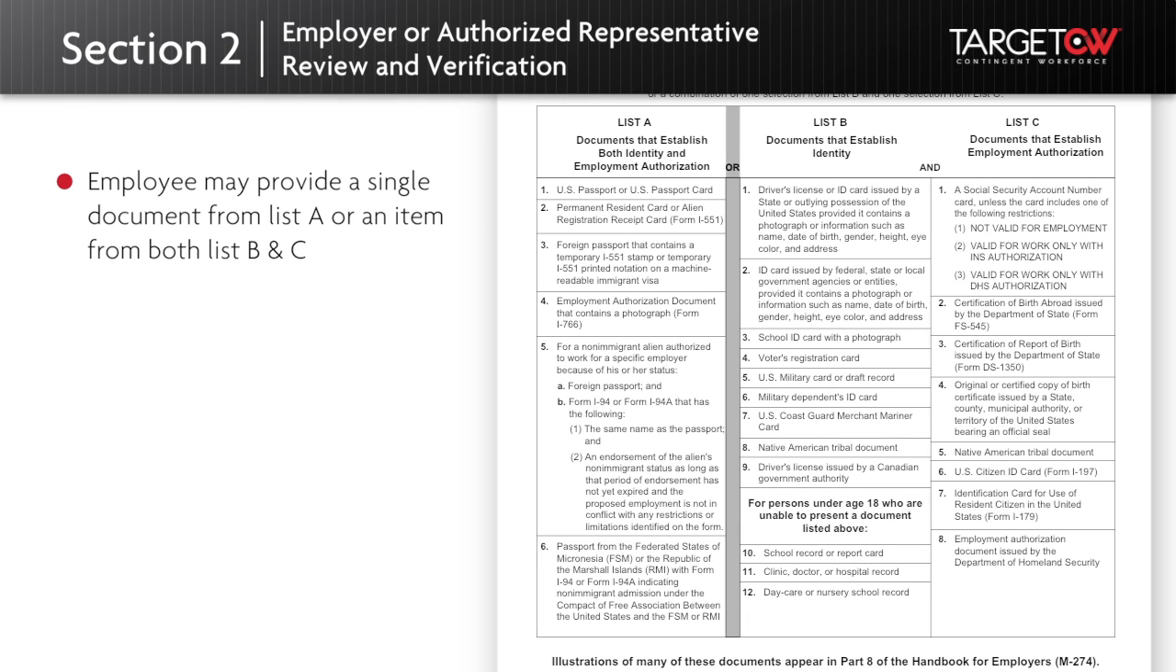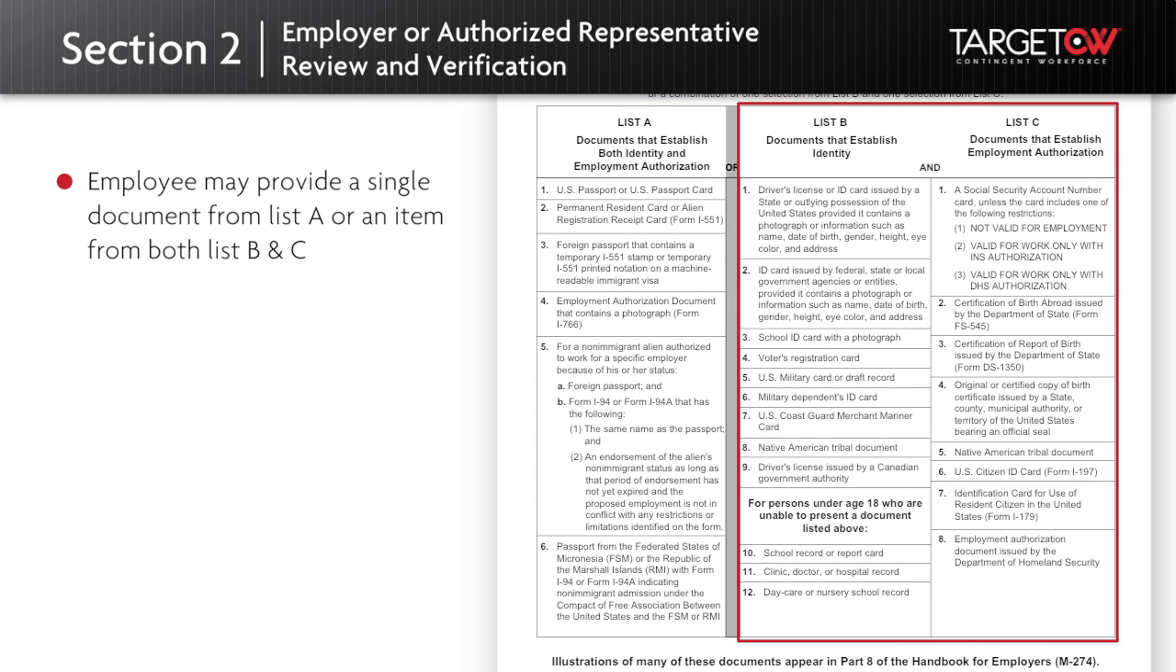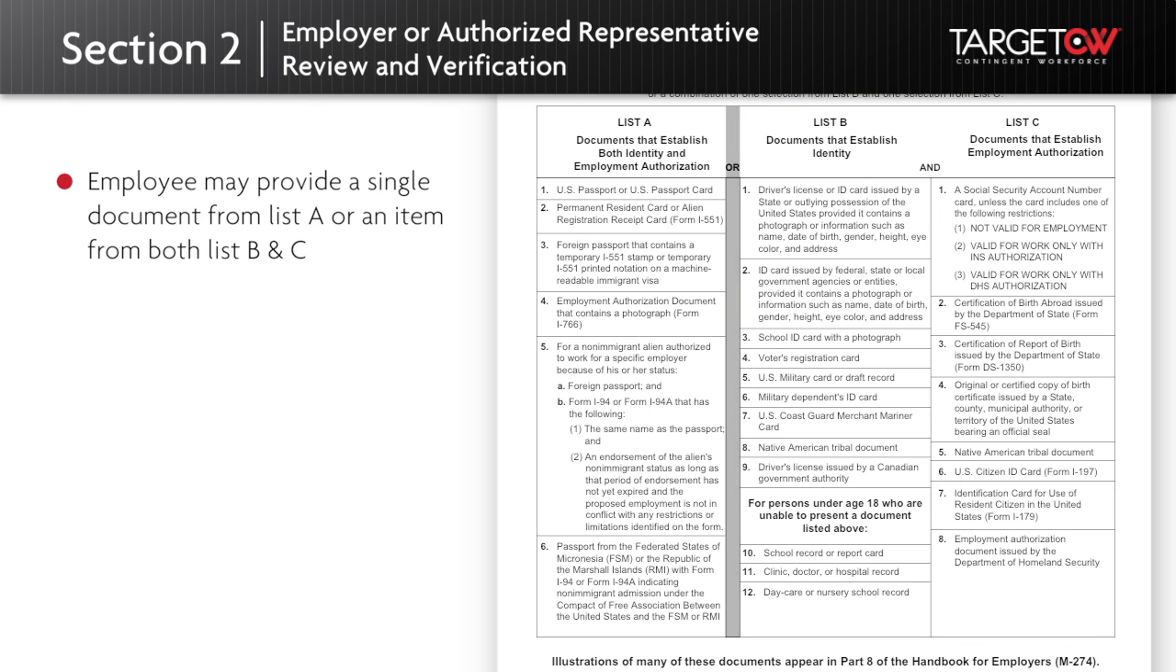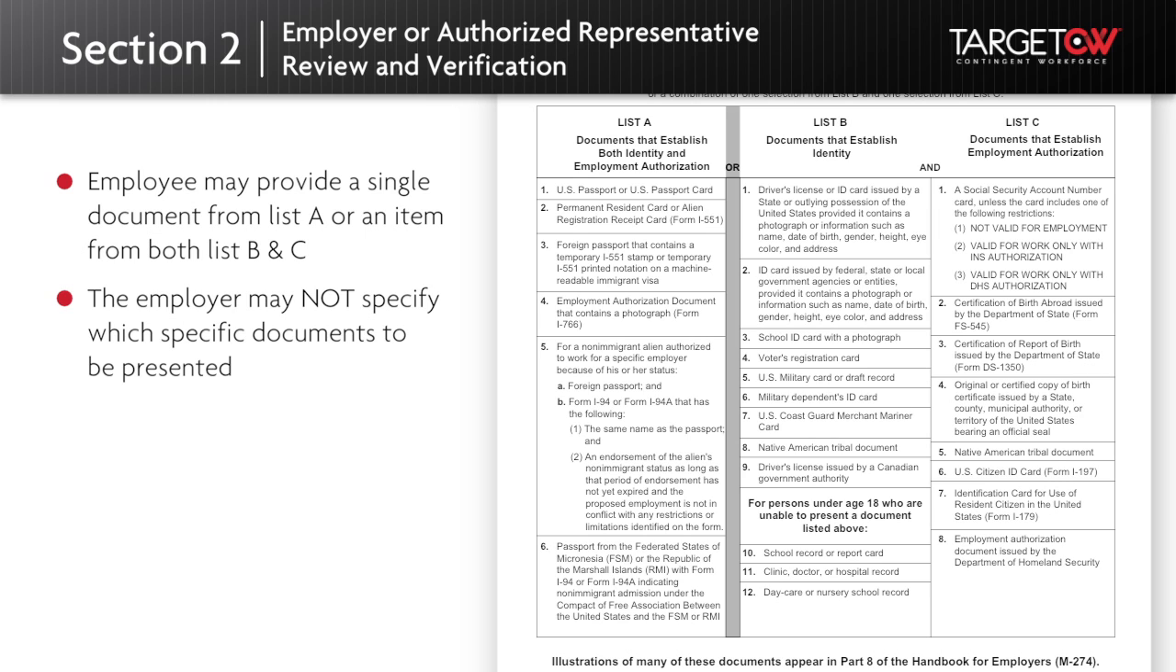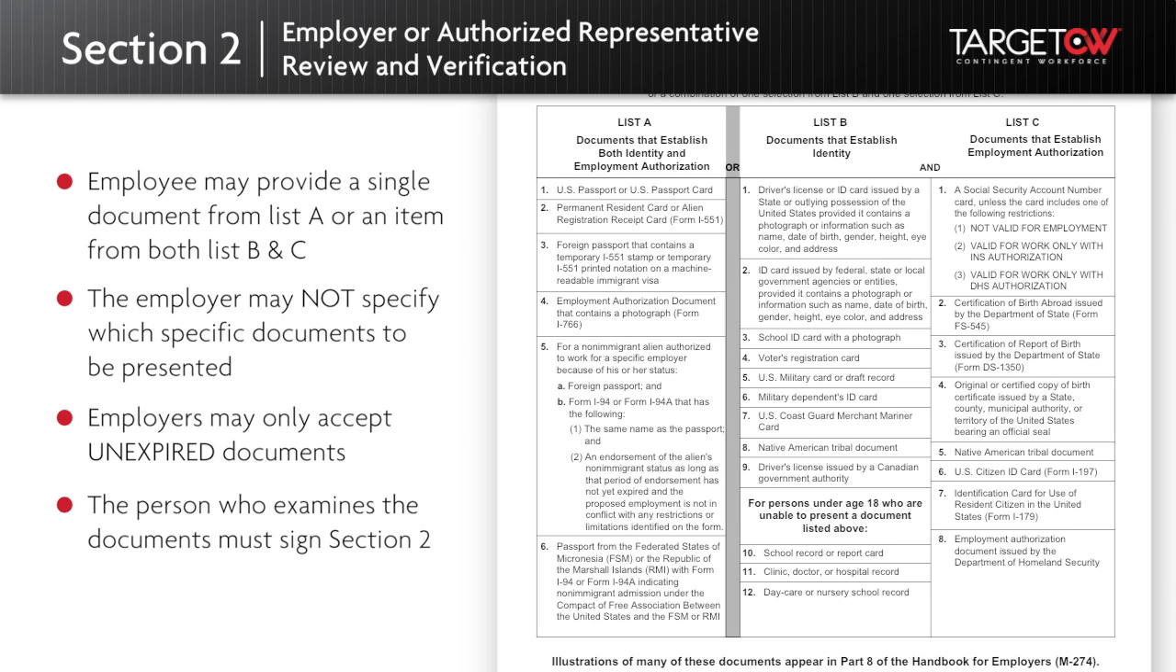The employee may provide a single document from List A or a single document from both List B and C. The list appears in Part 8 or the last page of the Form I-9. The employer may not specify which specific documents will be presented out of the list. However, the employer may only accept unexpired documents. The person who examines the documents must sign Section 2.